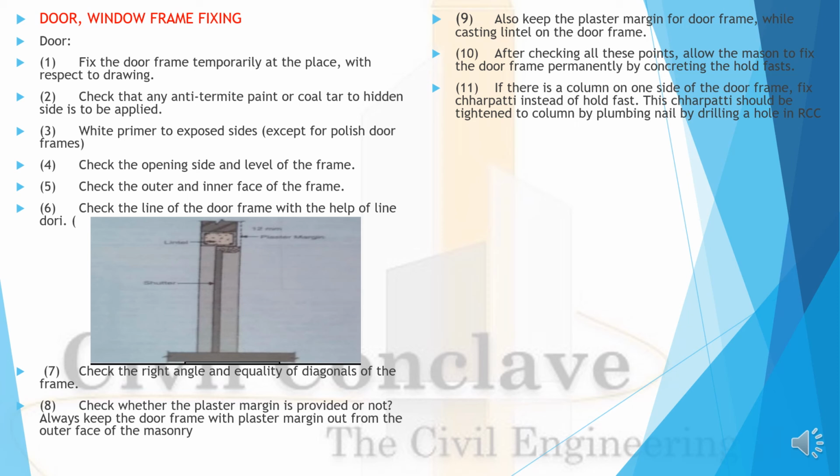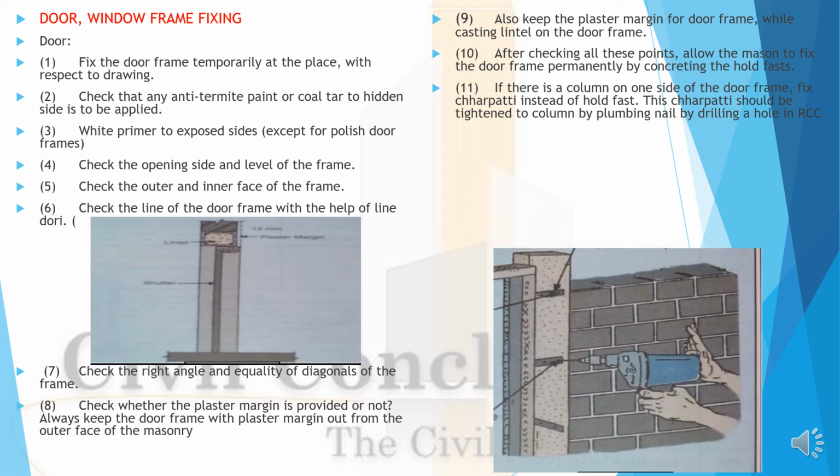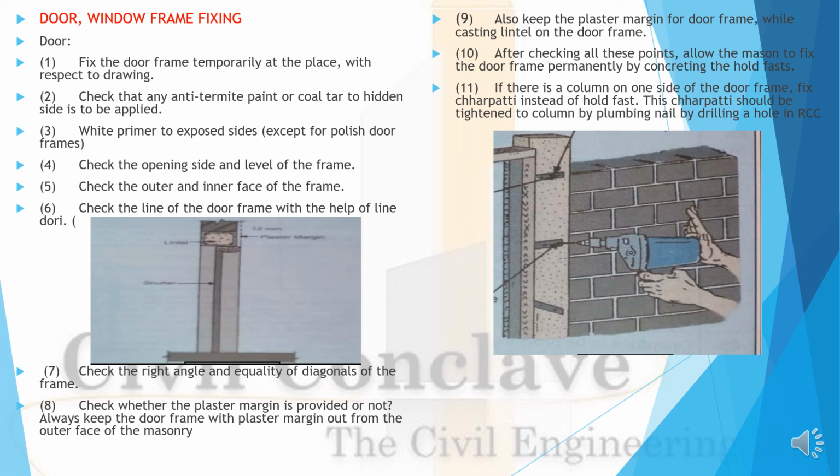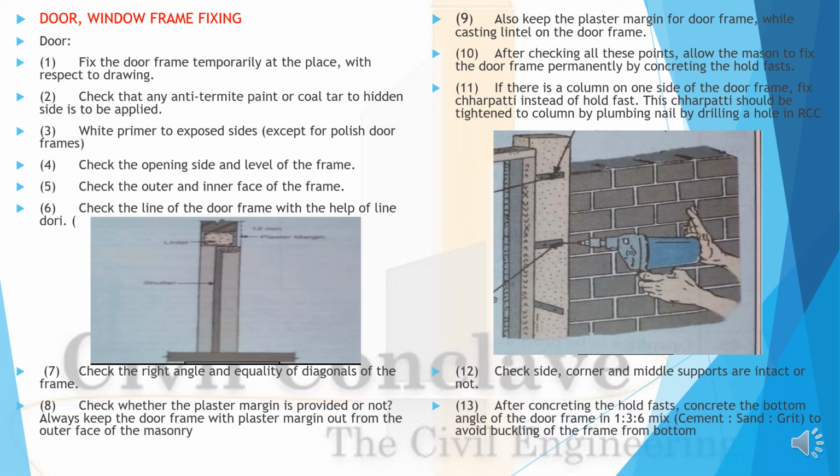Is there a column on one side of the door frame? Fix a hold fast instead of a hole pass. The hold fast should be tightened to the column by a plumbing nail or by drilling a hole in the RCC, like what has been shown here. Check that side, corner and middle supports are intact. After concreting the hole first, concrete the bottom angle of the door frame with 1:3.